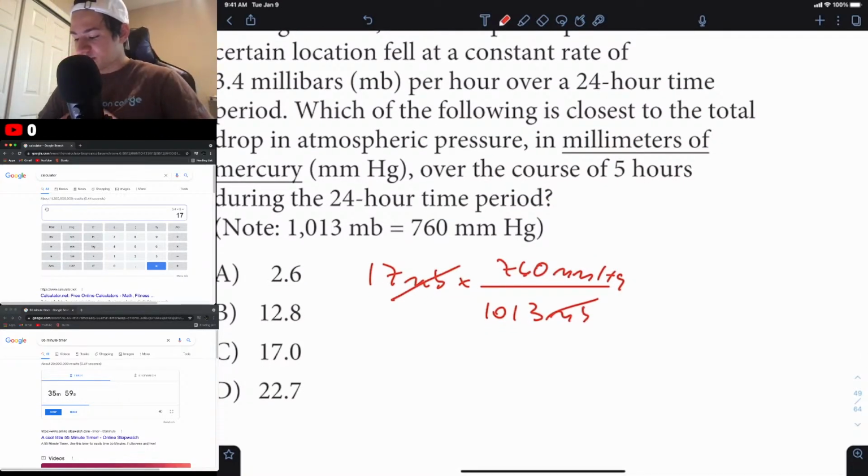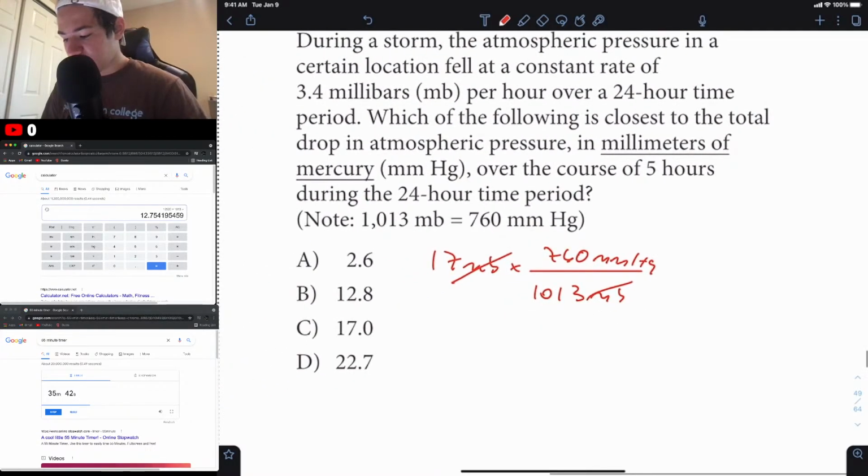So 17 times 760 is this. And then we're going to divide this by 1013. About 12.75 or 12.8.